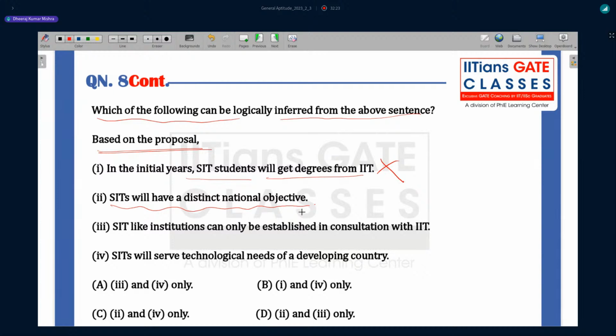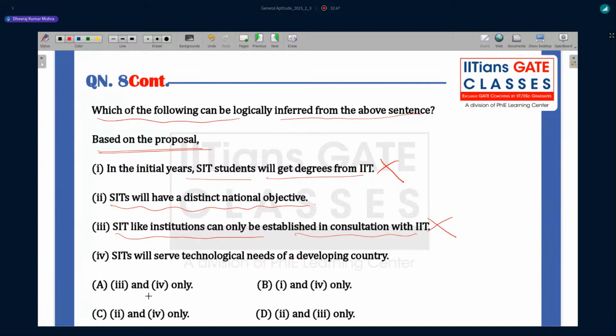I think this can be correct, because IIT wants to establish SIT along the lines of IIT, right? So definitely they will get some national importance, and they have distinct national objective. SIT like institution can only be established in consultation with IIT. No, the third is wrong. So can you check which option is going to be correct?